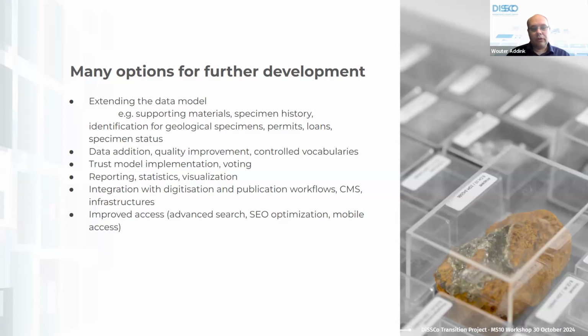We could also focus on implementation of a community trust model and voting functionality, so that we can integrate the annotations that have been made back in the digital specimen data. And we can create a workflow of community acceptation of the annotations so that these can really become part of the data. Another thing that we could focus on is reporting, statistics, visualization, and overview of the status of the specimen information. Things like key performance indicators, etc.